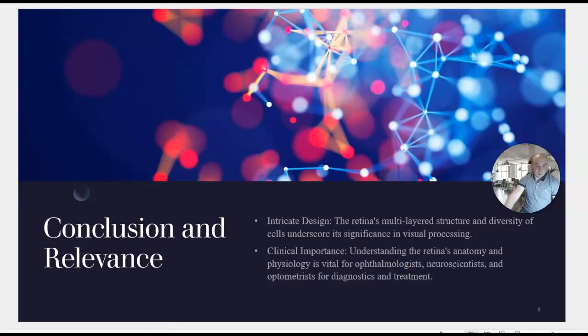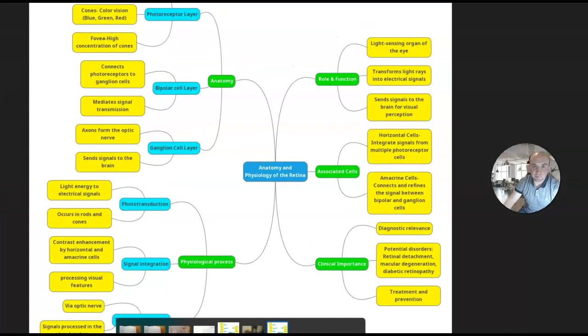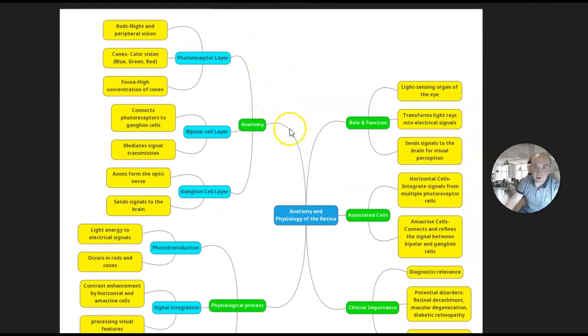So let's go ahead and look at some other stuff here. Here's a retinal map. We'll just go through it real quick. As you can see, in the photoreceptor layer, you have rods, which are important for night and peripheral vision, and cones, which are important for daily or daylight vision. You have your blue, green, and red.